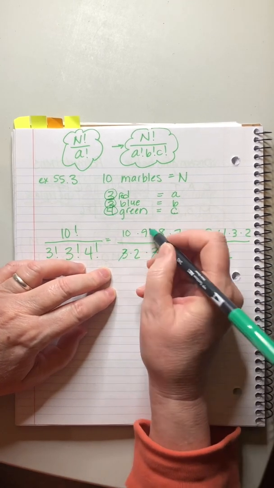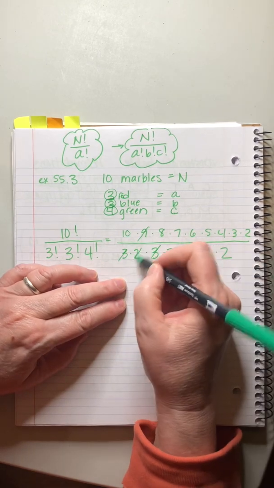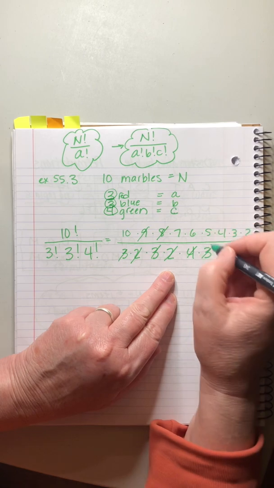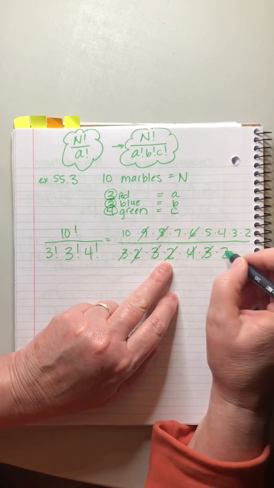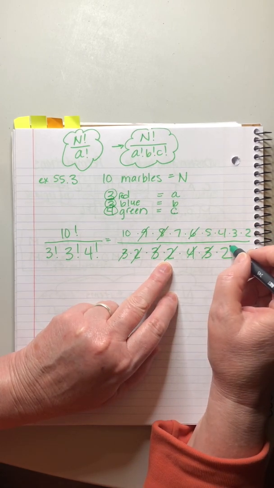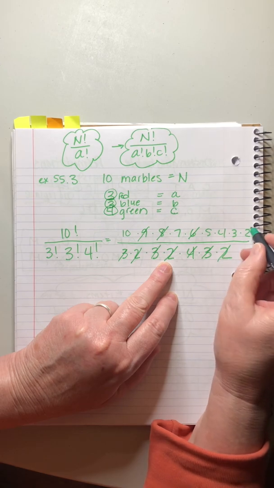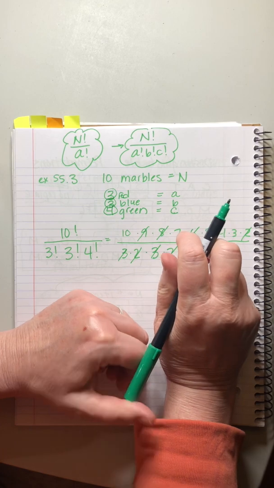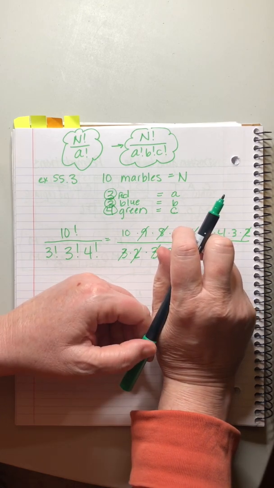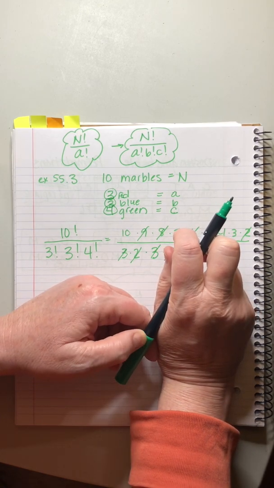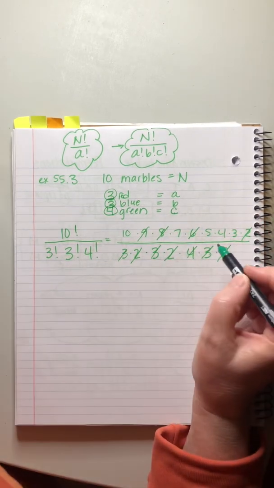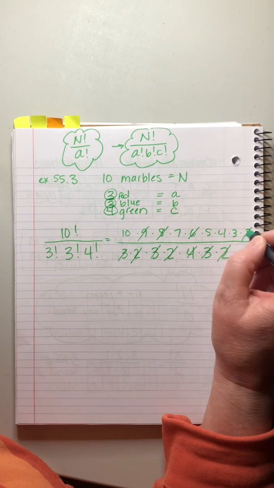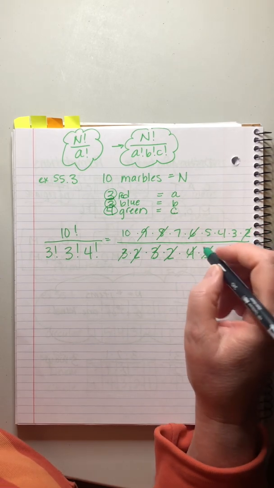So 3 and 3 is 9. 4 and 2 is 8. 6 and 2, or 3 and 2 is 6. And so our answer is, let's see, I'm not sure I canceled right. I think I got a little crazy.